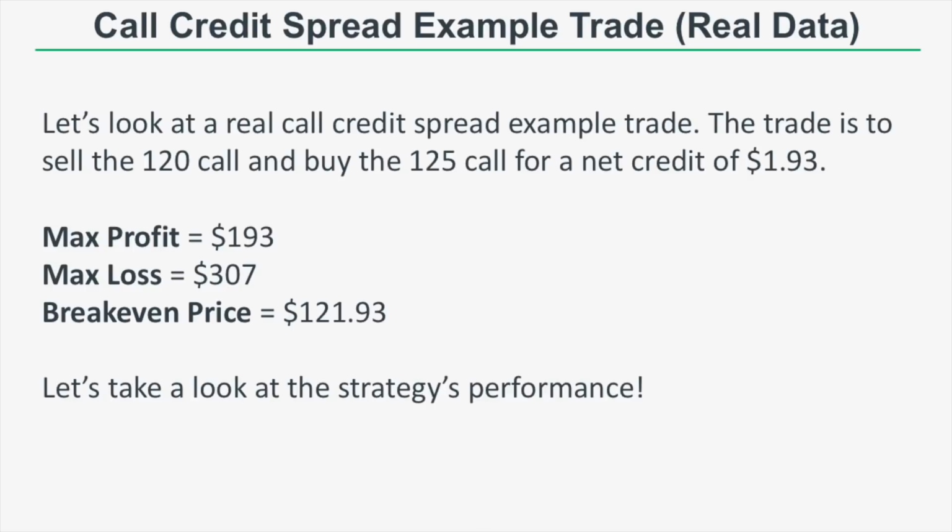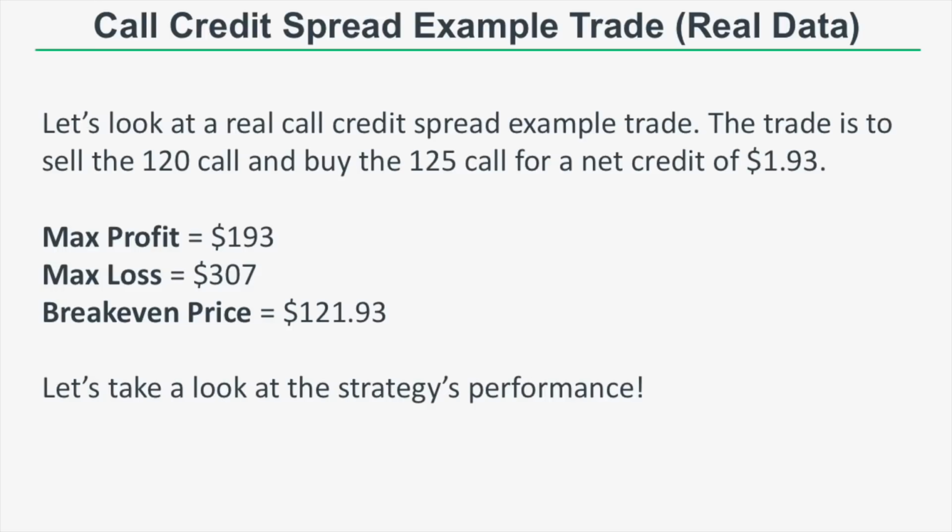That's because we take the net credit of $1.93, multiply it by the standard option contract multiplier of 100, and we get $193. Now the maximum loss potential in this case is $307 since we sold a $5 wide call spread and we collected $1.93. So the maximum price that this spread could trade for is $5, and since we collected $1.93 for it, $5 minus $1.93 times 100 comes out to $307.